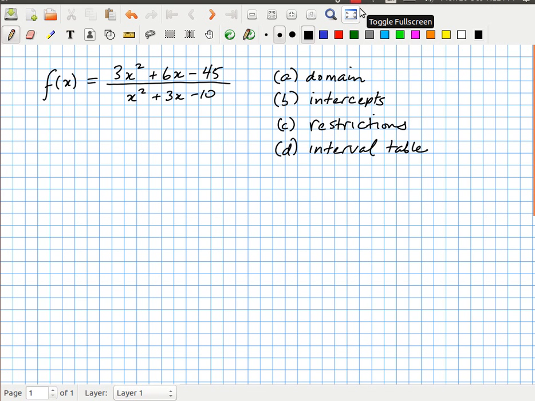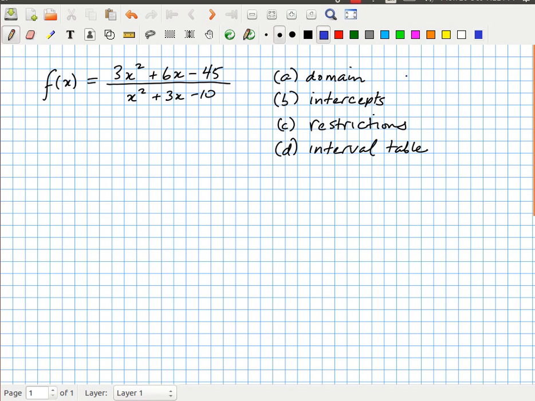So we've been asked to take a look at this problem. I've chosen a sample here. Here's our function. It's a rational function, 3x squared plus 6x minus 45, all over another quadratic, x squared plus 3x minus 10. And for this, we want to take a look at the domain, the intercepts, the restrictions.